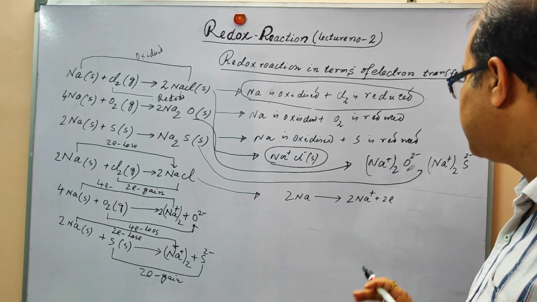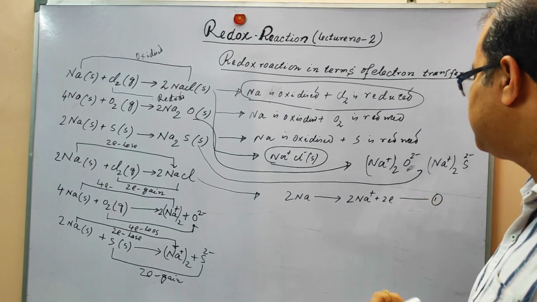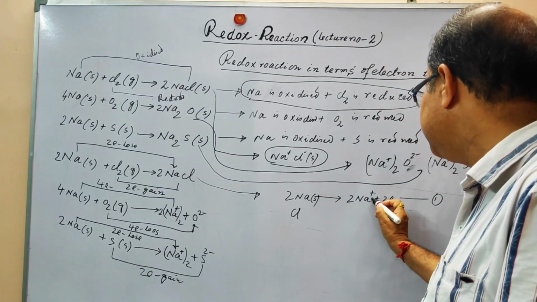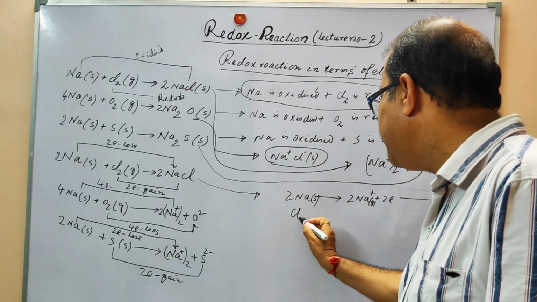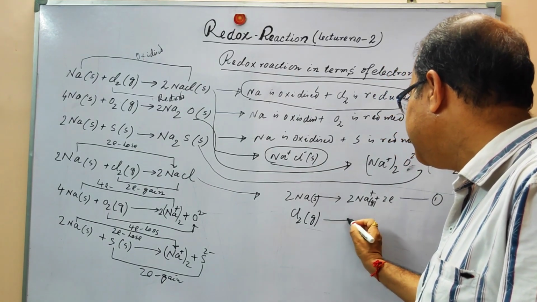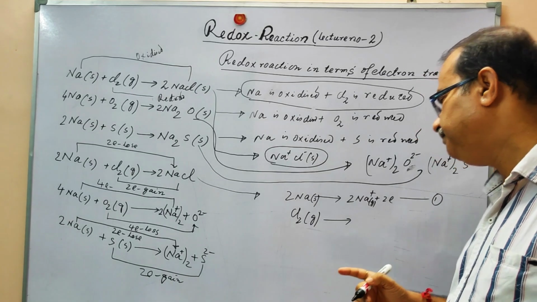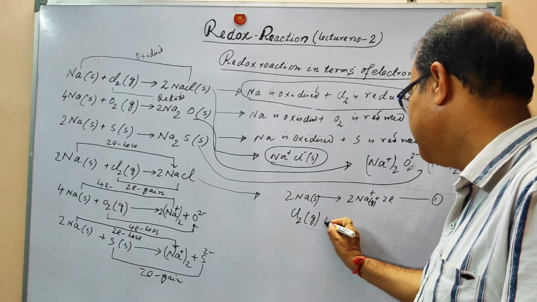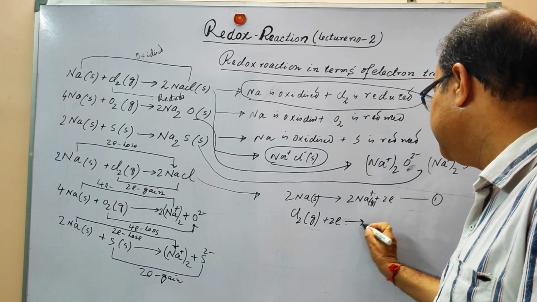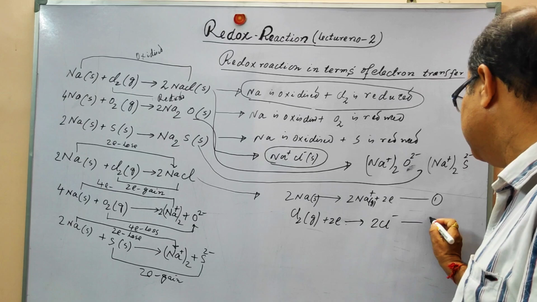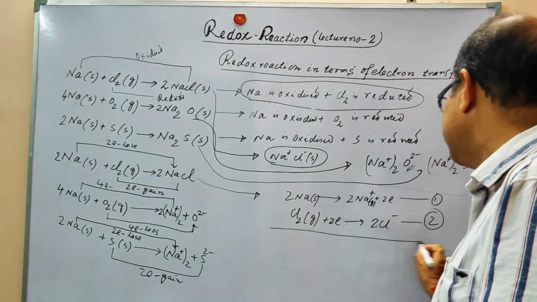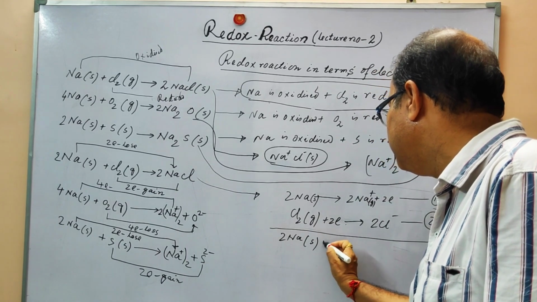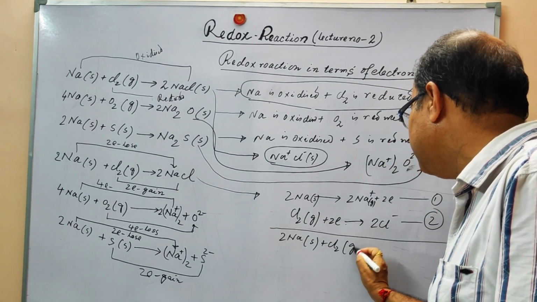discharge 2 electrons, and this is reaction 1, suppose. And in the second reaction, the chlorine gas, this is solid and this is gas, the chlorine gas will gain these 2 electrons. So we can write chlorine gas plus 2 electrons gives 2Cl minus. So when we add these two equations, we get the overall equation. This.